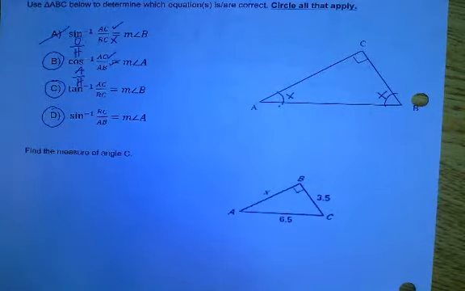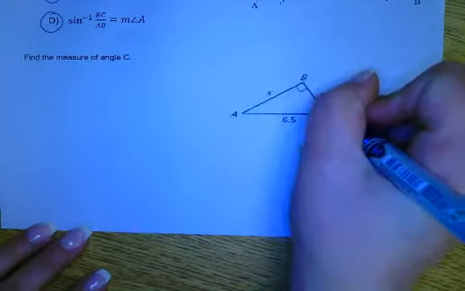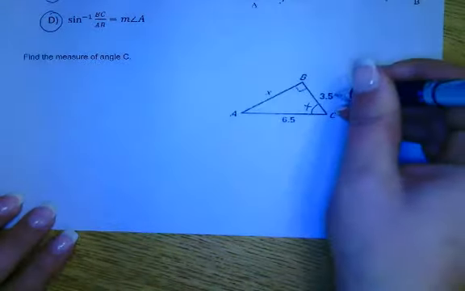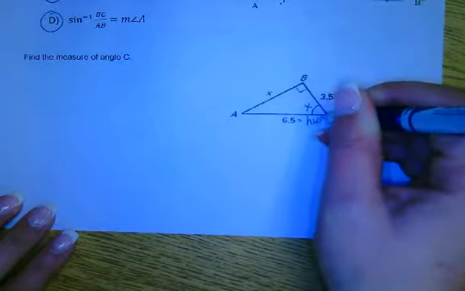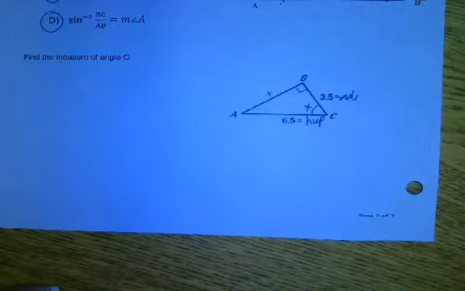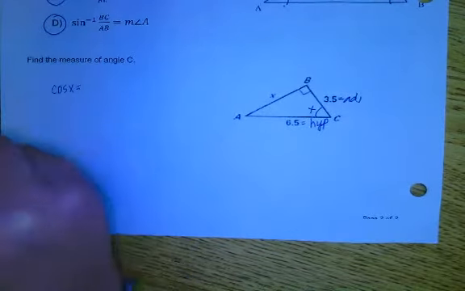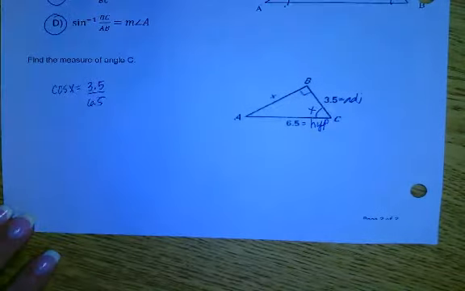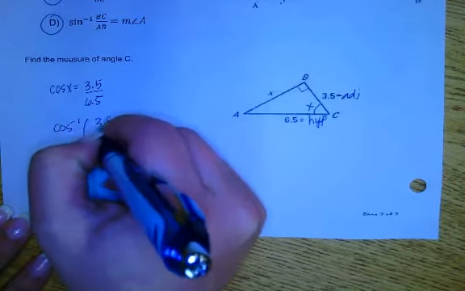Alright, then the last one. Find the measure of angle C. What sides are in relation to C? 3.5 is what? Adjacent. 6.5 is the hypotenuse. So we're doing cosine. So cosine of x equals 3.5 over 6.5. So the cosine inverse of 3.5 over 6.5 equals x, which is what?